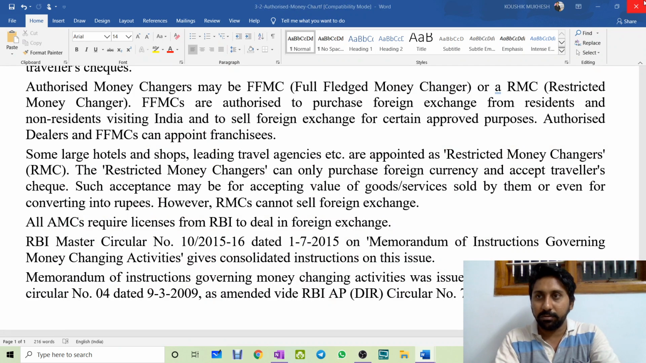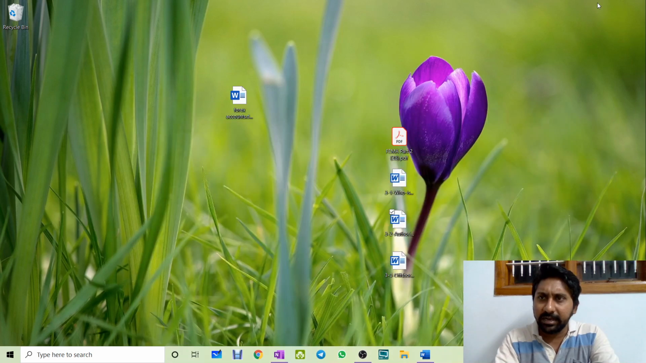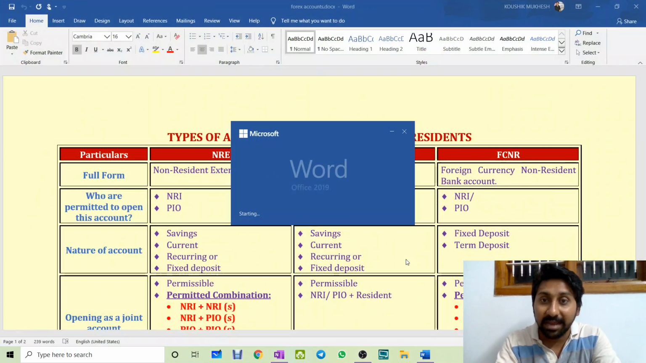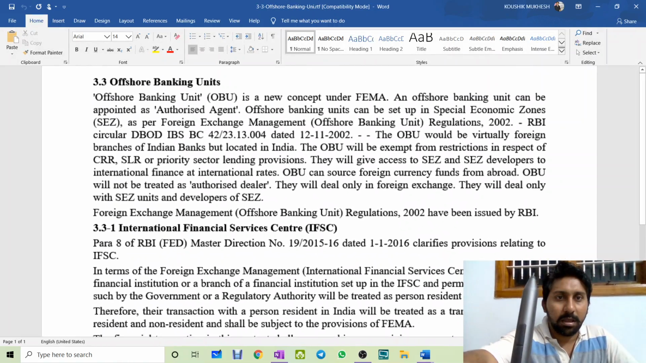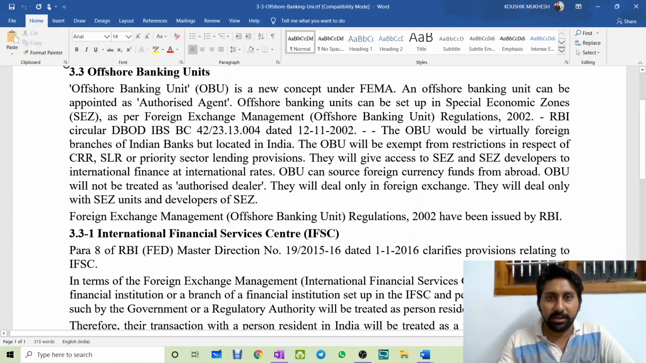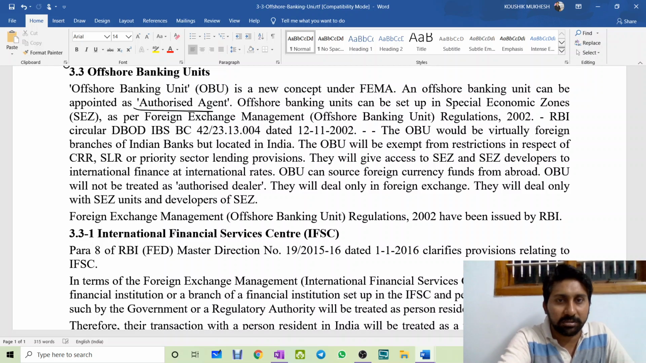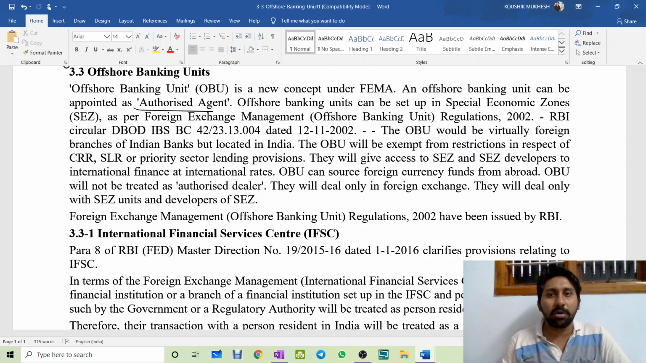So next issue, offshore banking unit. Just now I told you, offshore banking unit means what? It is a foreign branch of an Indian bank. Offshore banking unit is a new concept under FEMA. An offshore banking unit can be appointed as an authorized person. All these things you can also read. Mainly what I want to tell is that this concept of offshore banking unit is a branch of an Indian bank.